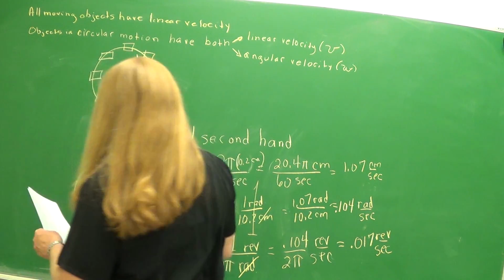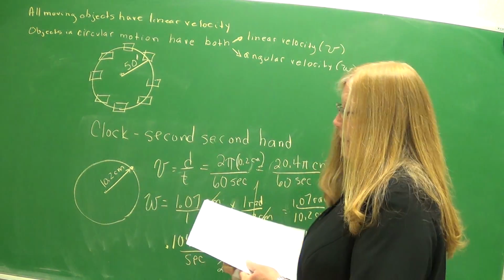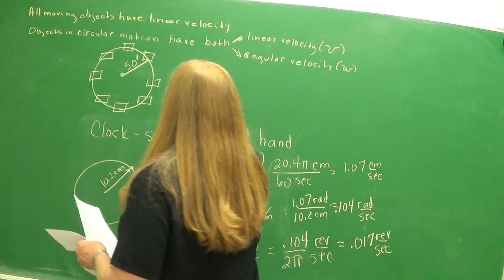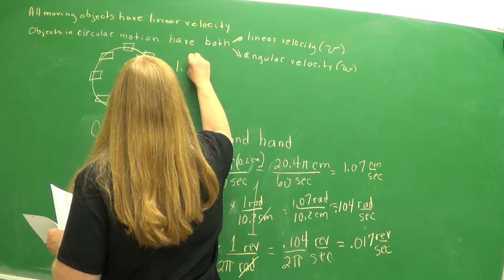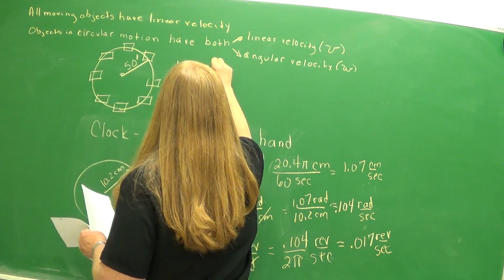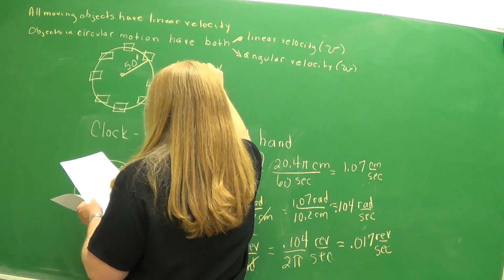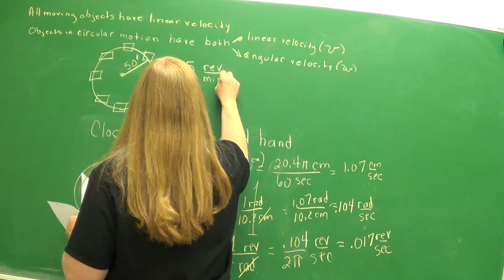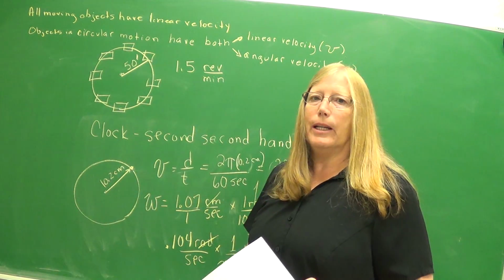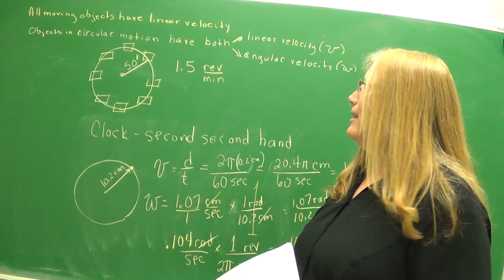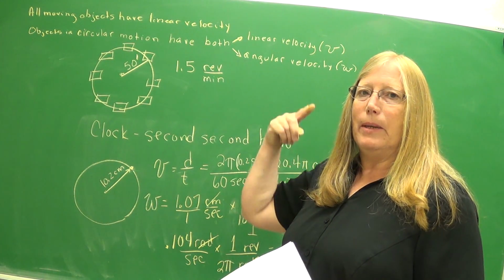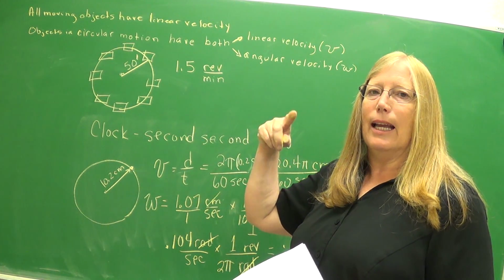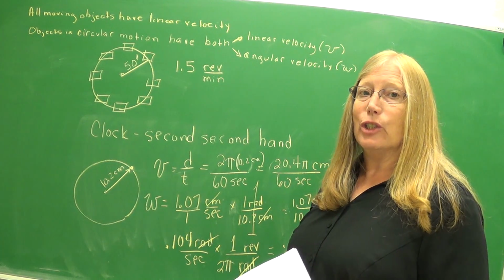50 feet. So this Ferris wheel goes at 1.5 revolutions in 1 minute. So it takes a minute. It's a pretty large Ferris wheel. So in 1 minute it goes around once and then half of another revolution.